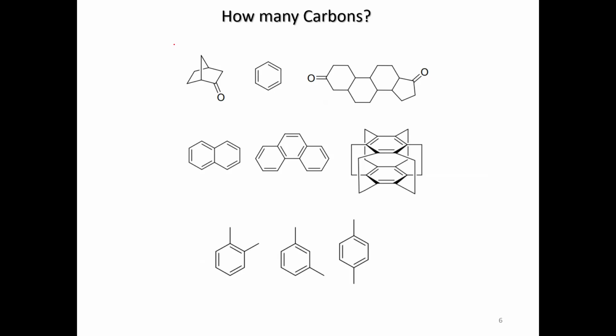So the first one, how many do you see? 7? Sounds good. What about the second one? 6? Can you see symmetry? Yeah. How many signals do you expect? Wow. All of them are exactly the same. So you see 6 different carbons, but they're all equivalent, one signal. What about this one?